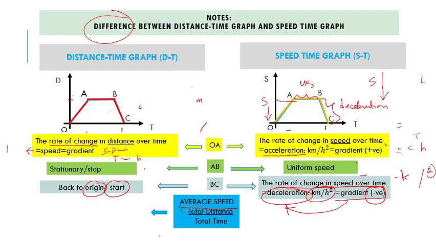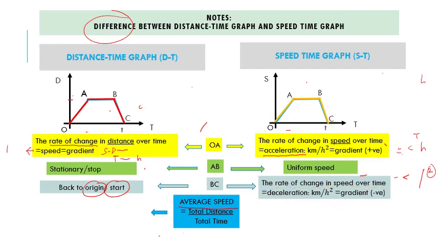For the distance time graph and also for the speed time graph, what they do is they find the speed, and then they find the average by dividing by 2. This is the wrong way to find the average speed. There is a formula: the total distance over total time.